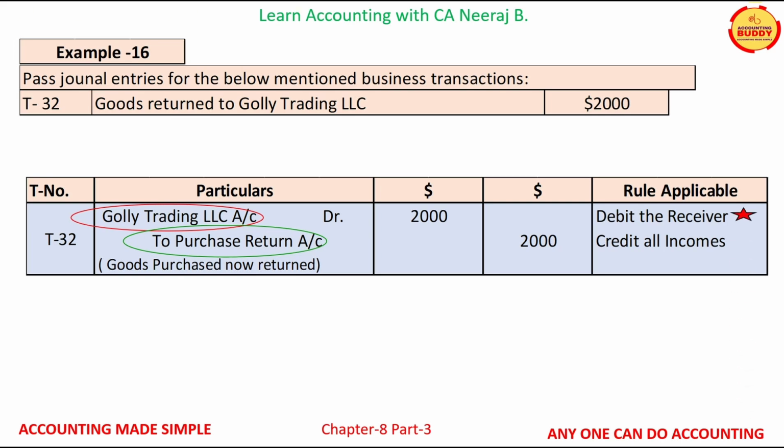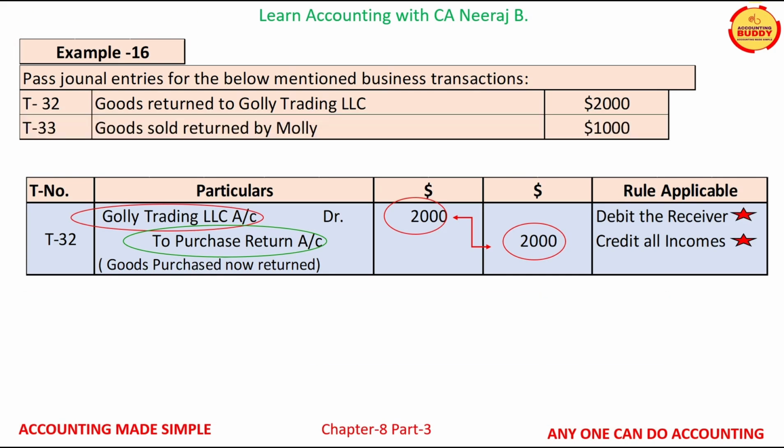Purchase return account is an income account for accounting purpose because purchase is an expense account. The rule of crediting an income account is credit all incomes and gains. Therefore, this transaction is recorded for $2,000 by debiting Goli Trading LLC account and crediting purchase return account.